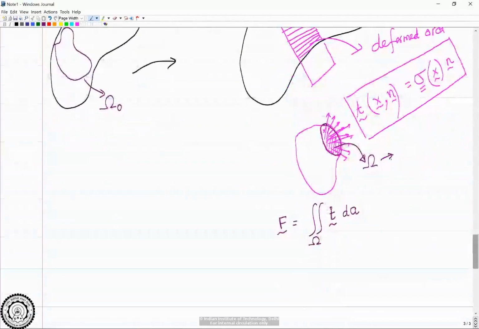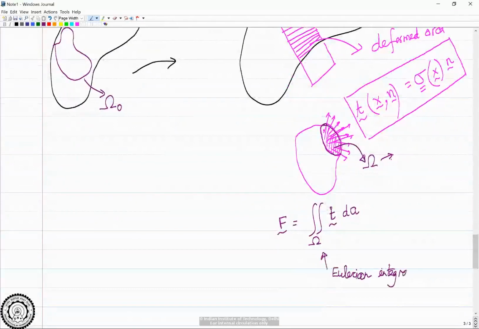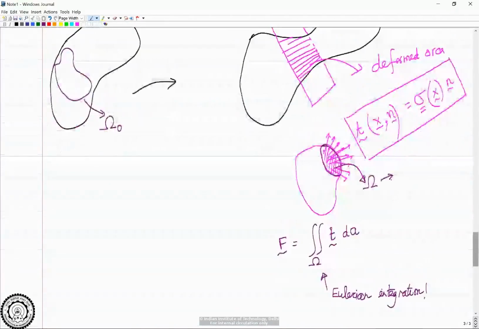And this is called Eulerian integration. Why is it Eulerian? Because you are integrating over the deformed volume. Everything is a function of deformed coordinates here. T is a function of the deformed coordinate and the deformed surface normal, isn't it? So I could also make it more explicit. This is omega, which could be changing with time, right? As the body deforms, omega will change with time.